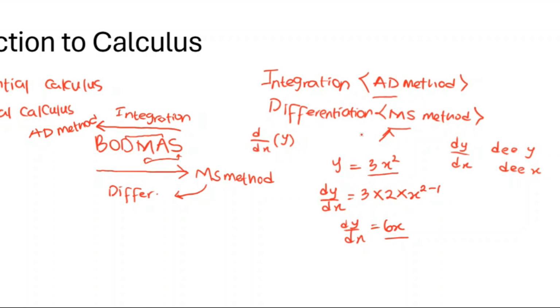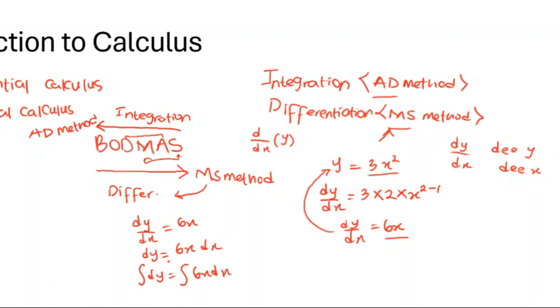Now, since integration is the reverse of differentiation, it means that if we integrate 6x, we are supposed to get what we differentiated, which was y is equal to 3x squared. So if dy/dx is equal to 6x, and we cross multiply, we get dy equals 6x dx. Now I want to integrate, so integrate both sides. Integral dy will give us integral 6x dx.